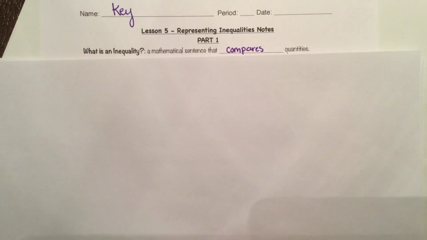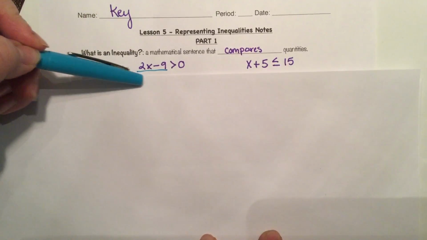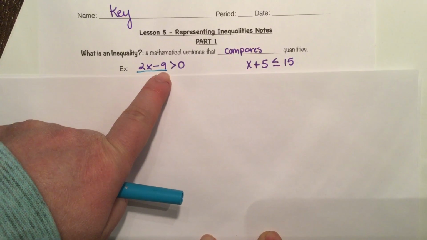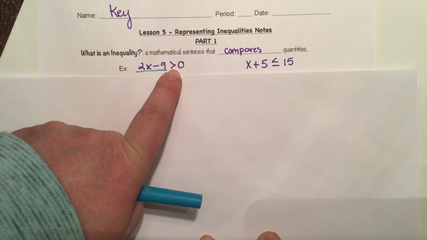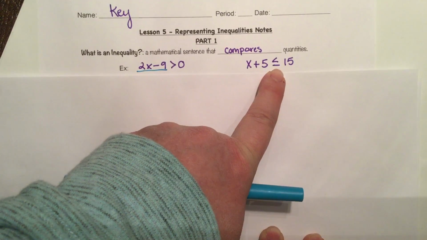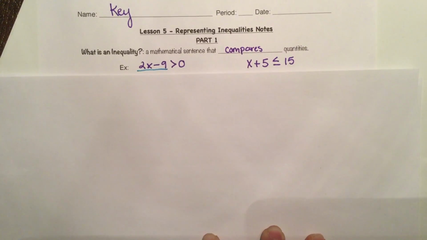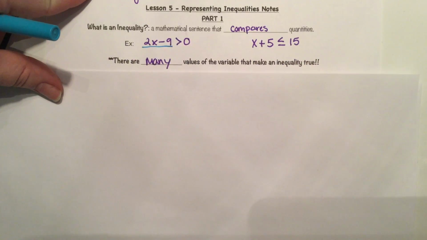This is a mathematical sentence that compares two quantities. If we look at the example, 2x minus 9 is greater than 0, this means that the expression 2x minus 9, when solved, has to be greater than 0. x plus 5 is less than or equal to 15. This means that the expression x plus 5, when solved, has to be less than or equal to 15 in order to make this sentence true.